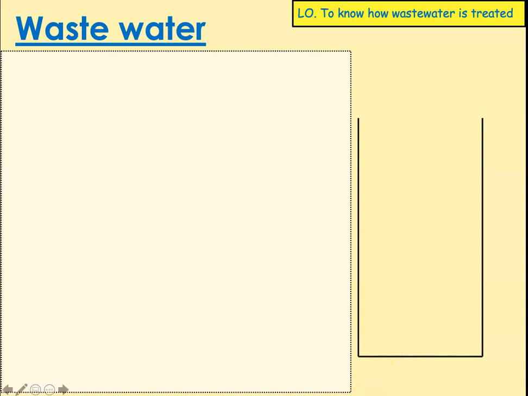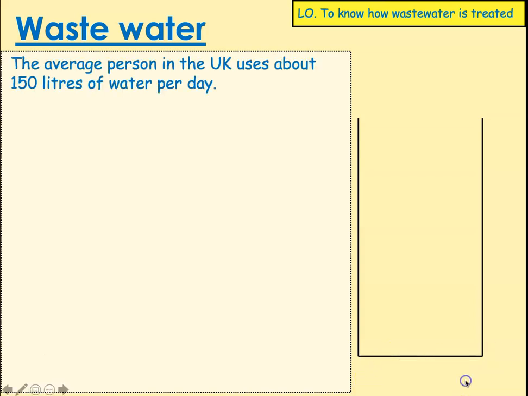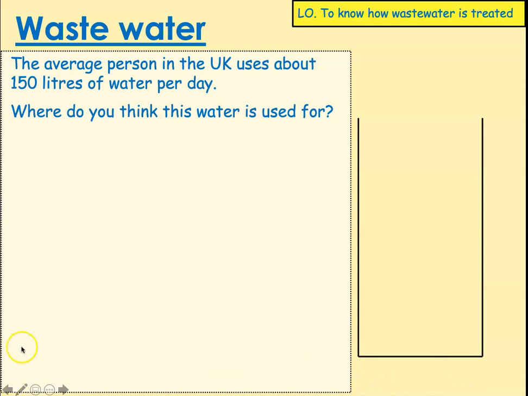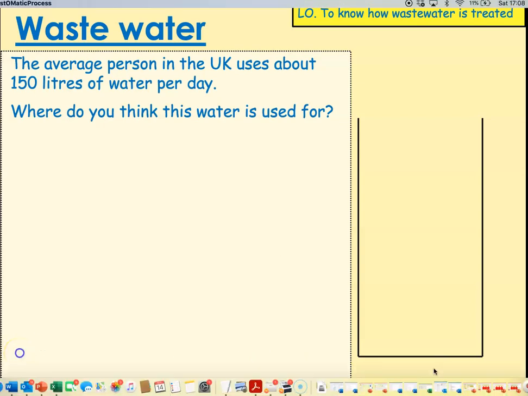So let's have a little look at our wastewater. The average person in the UK uses about 150 litres of water a day. Where do you think this water is used for? So you can pause the video and write down some of your ideas.